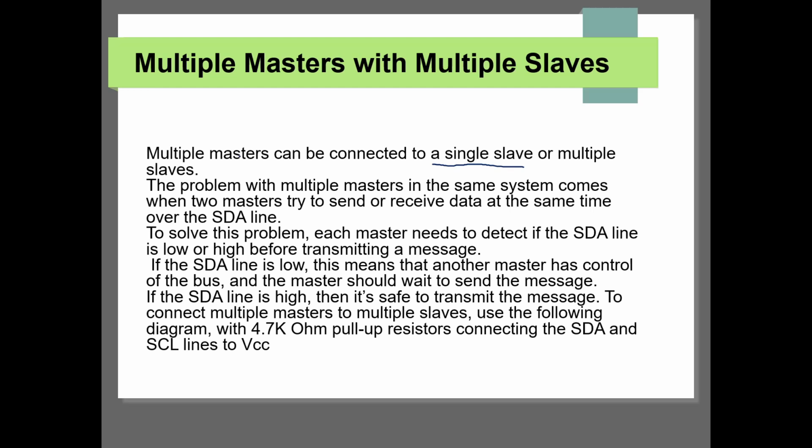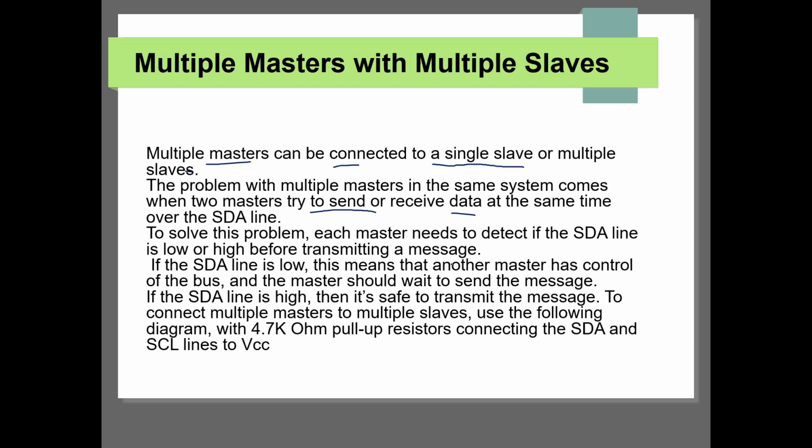See, how are multiple masters communicating? Multiple masters can be connected to a single slave or multiple slaves. The problem with multiple masters is that the same issue comes when two masters try to send or receive data at the same time over the SDA line. So there is a problem, right? To solve this problem, each master needs to detect whether the SDA line is low or high before transmitting the message.